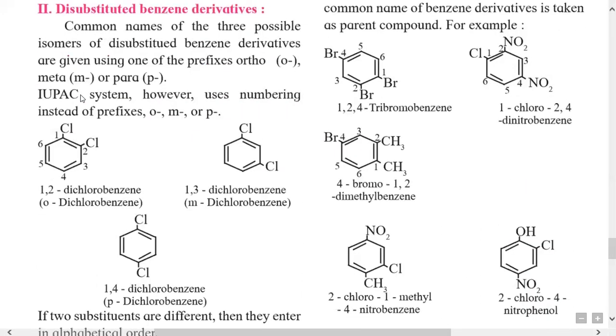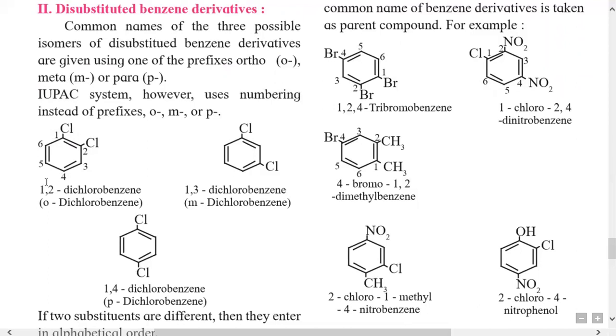Before this, we have to remember this well that if any one functional group is present in the benzene ring, starting from that position of carbon, the numbering is given generally in a clockwise manner. So it is 1, 2, 3, 4, 5, 6 clockwise. Here, the 1 and 2 positions contain chlorine, and if it is given in the IUPAC nomenclature as a prefix, then it is called chloro.